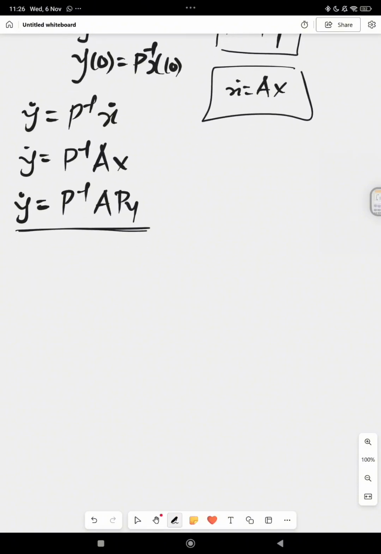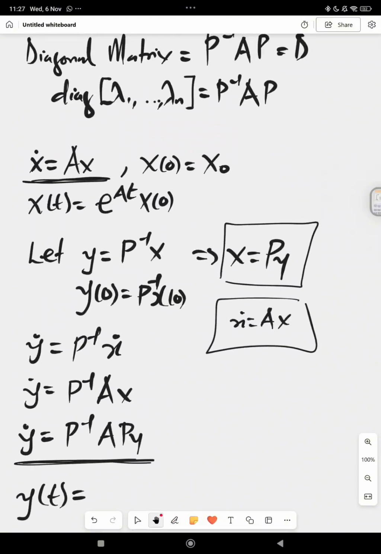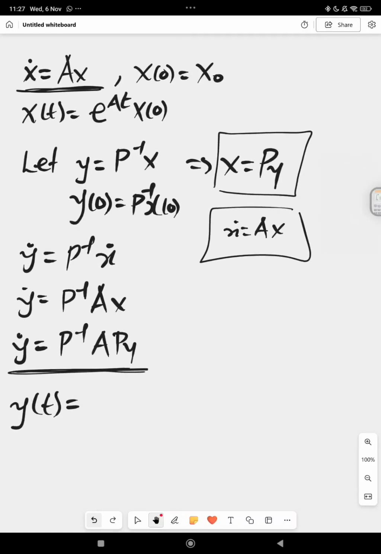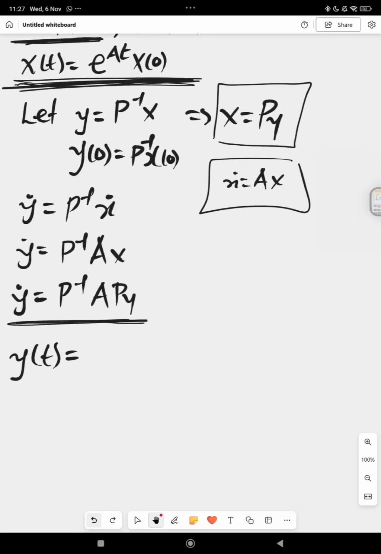Now, if we want to find the solution to this dynamical system that we have created, it's going to be y of t equals... Now, if we recall, the first expression that we have here has a solution. So this x dot equals Ax has a solution, x of t equals e to the At times x naught. So you see that we took the exponential of the matrix A. So you're going to do the same thing to this.